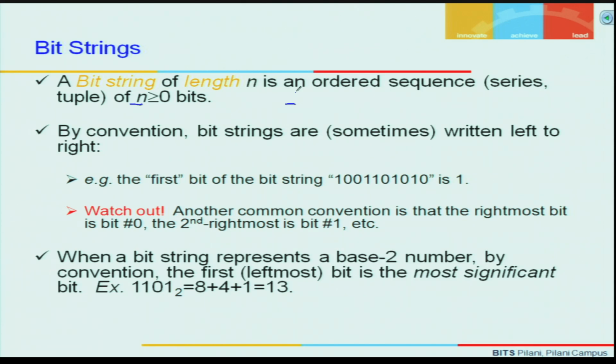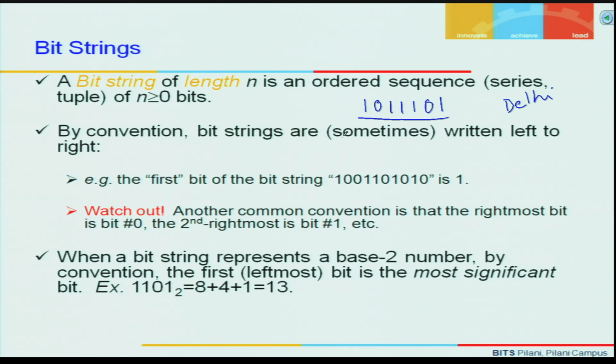And a bit string is nothing but an ordered sequence of n bits. As you know, in English, when you say Delhi, this is a string of characters, isn't it? So you can talk of a string of bits. For example, 1 0 1 1 1 0 1. This is a bit string. It is a string of bits.